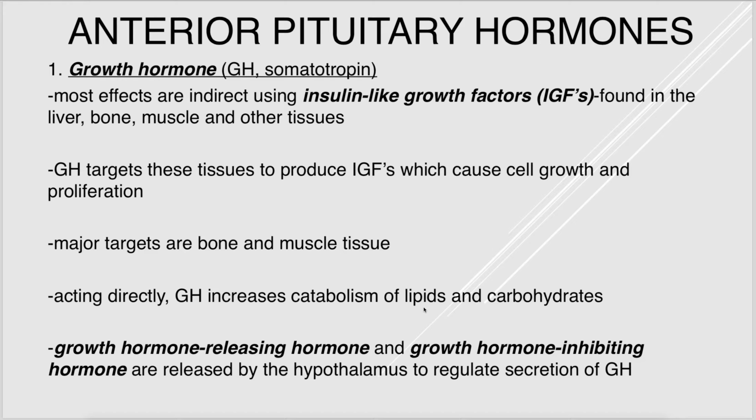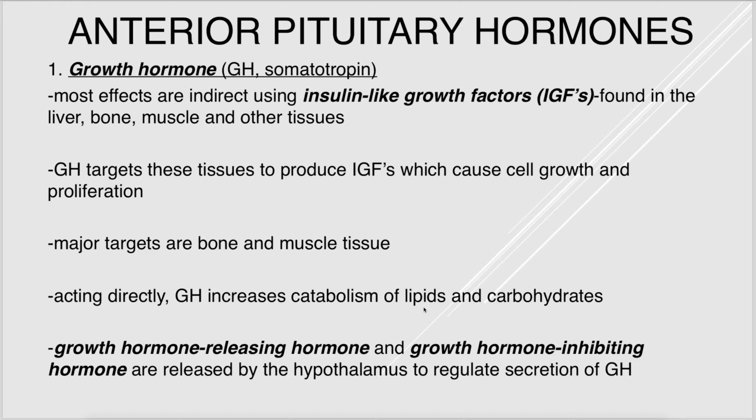Now, growth hormone, for the most part, actually doesn't exert its own effects directly. It works mostly indirectly using what are known as IGFs, insulin-like growth factors. So growth hormone is basically going to cause the production of these insulin-like growth factors, which will stimulate the growth and proliferation of cells. And the major targets of these IGFs are bone and muscle tissue, which makes sense. Now, growth hormone can act by itself, and it's going to be involved mostly with increasing metabolism of carbohydrates and a little bit with lipids.